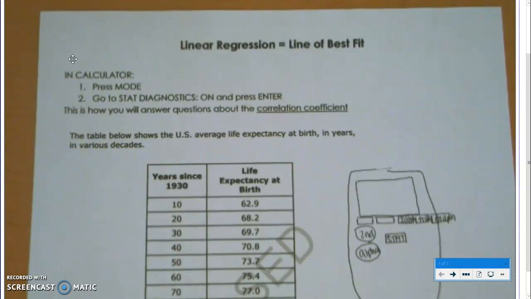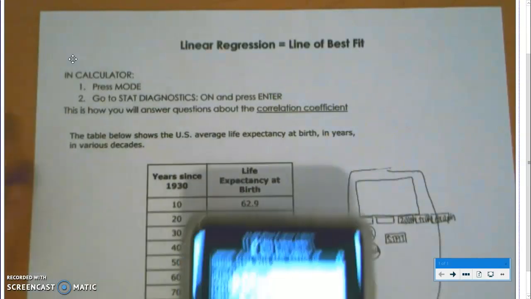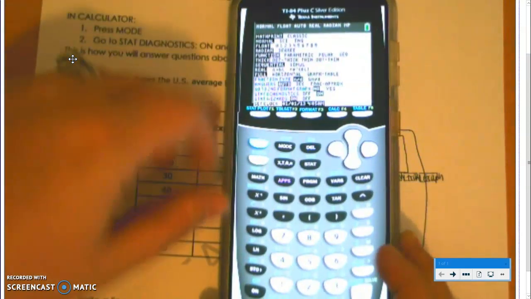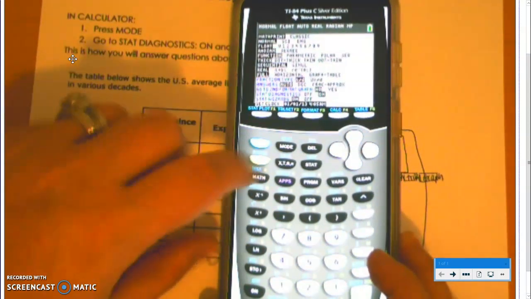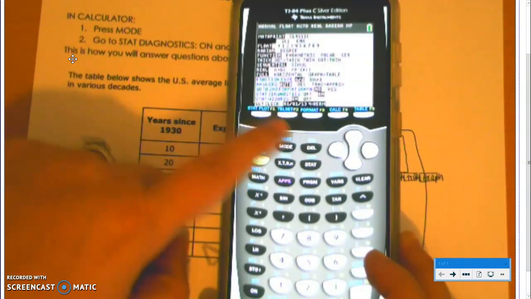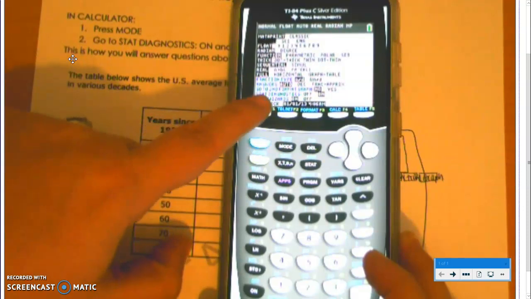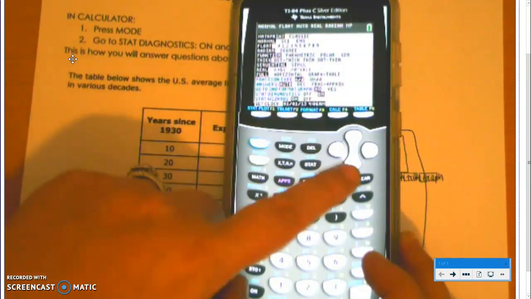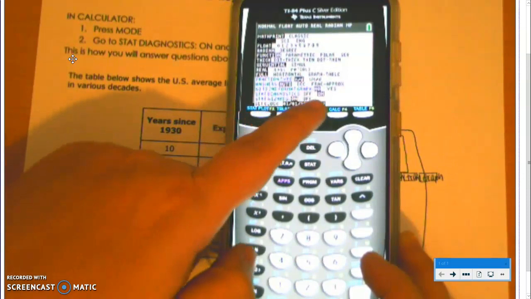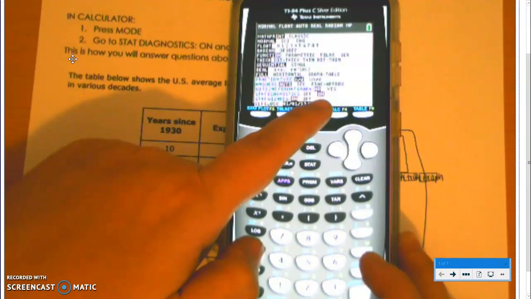The first thing that we want to do in the calculator is push the button that says mode. You have to forgive me, I'm using my phone because I don't have a calculator, but my screen looks the same as the calculator. I push mode, and go down to where it says stat diagnostics. Use the arrow, go all the way down to stat diagnostics, go over to the word on, and push enter. Then on will have that black spot around it.